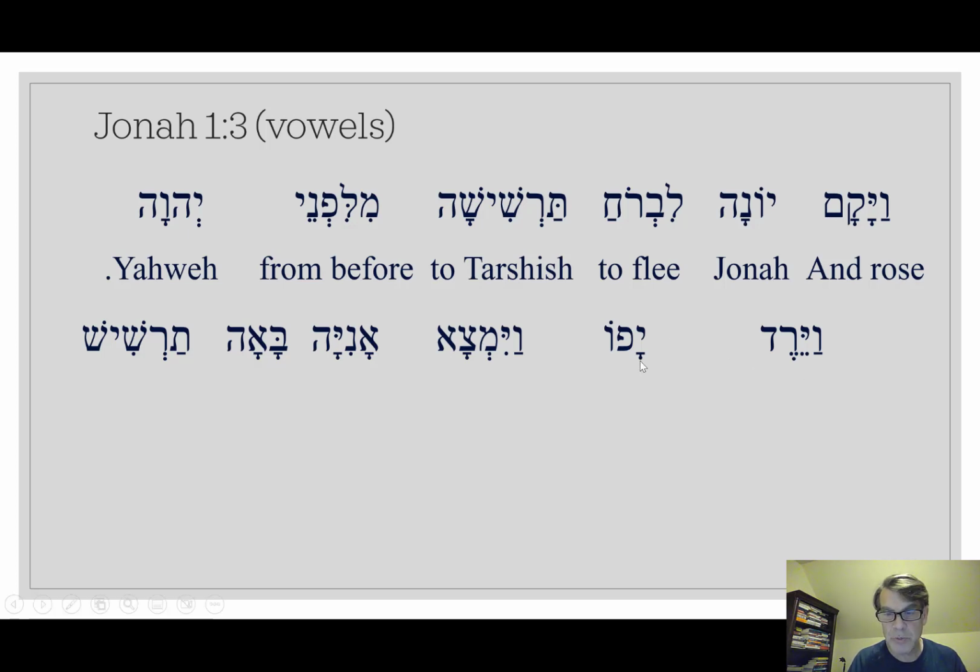What's this letter under the yod in the next word? It's a kamatz. What's at the end of the second word? It's a cholam vav, piggybacking on a vav. Yafo. And he went down Joppa. He went down to Joppa. That's the coastal city, the port city.